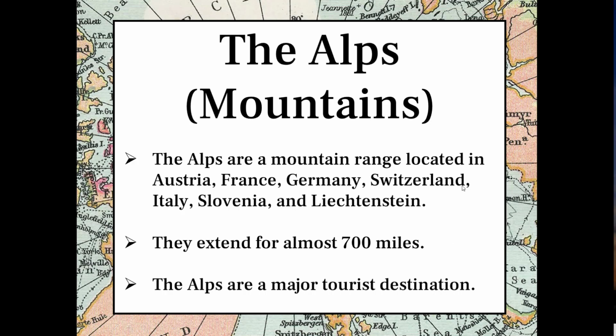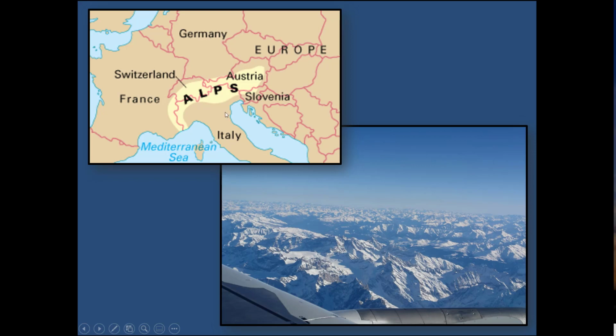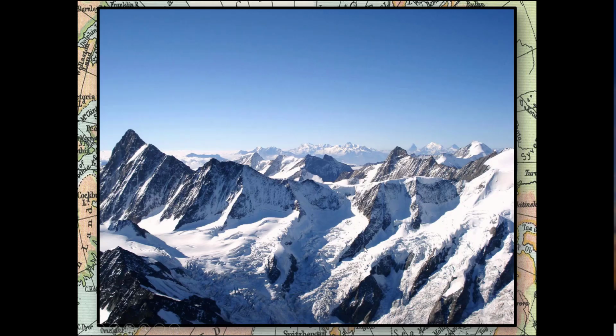Now, the Alps mountains. The Alps are a mountain range located in Austria, France, Germany, Switzerland, Italy, Slovenia, and Liechtenstein. They are almost 700 miles long. They are a major tourist destination. People go there to ski. So here's the Alps. This is the yellow area that you're seeing here. And then on the map, and then this picture is the Alps. So you can see they're very high, very snowy, very icy. There's another picture.